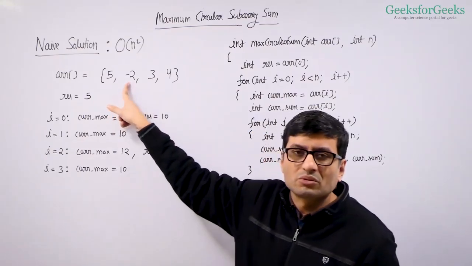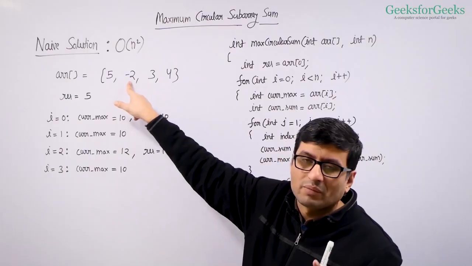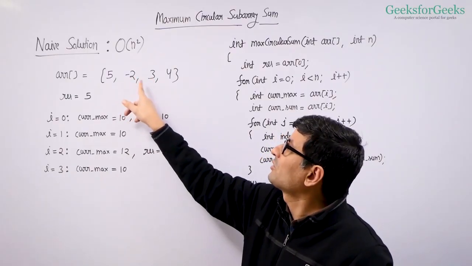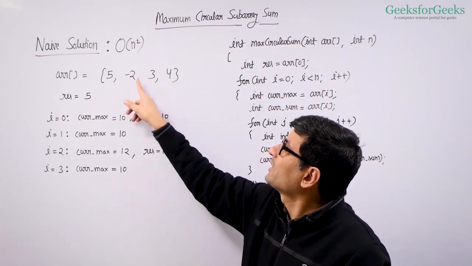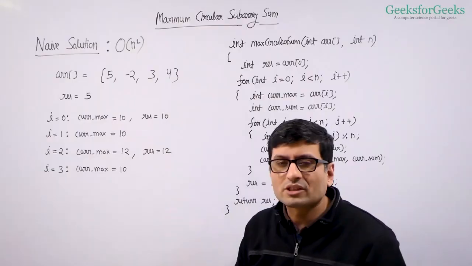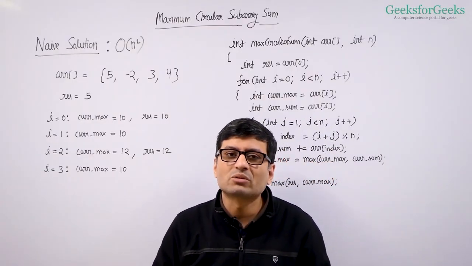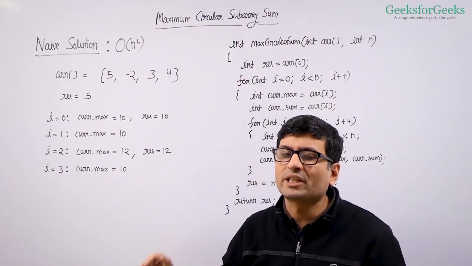Now let's see minus 2. The first subarray that begins with minus 2 is minus 2 itself, with sum minus 2. The second is minus 2 plus 3, which is 1. The third one is minus 2 plus 3 plus 4, which is 5. The fourth one is minus 2 plus 3 plus 4 plus 5, and the sum is 10. So the maximum sum that we can get when minus 2 is the first element is again 10. But there are 4 subarrays that begin with every element.